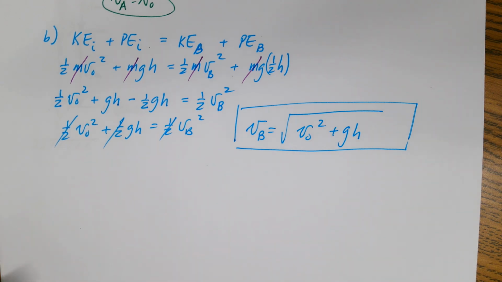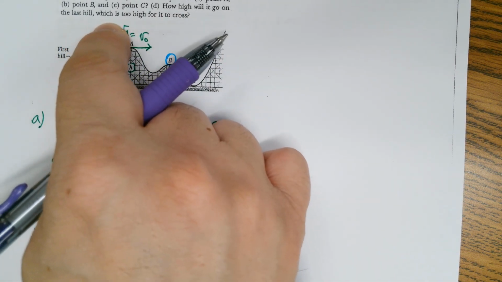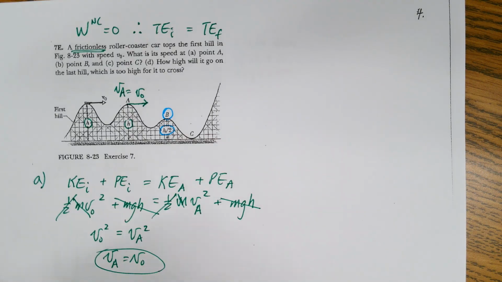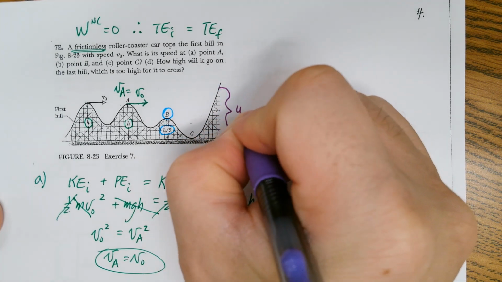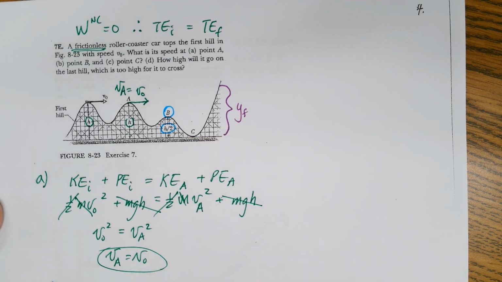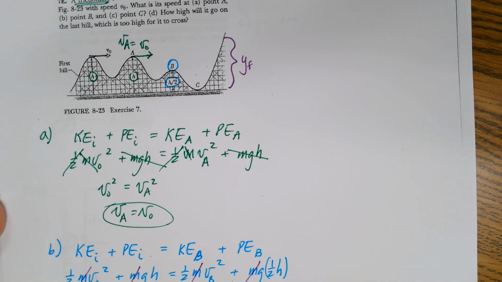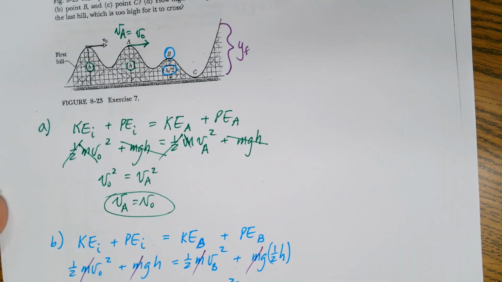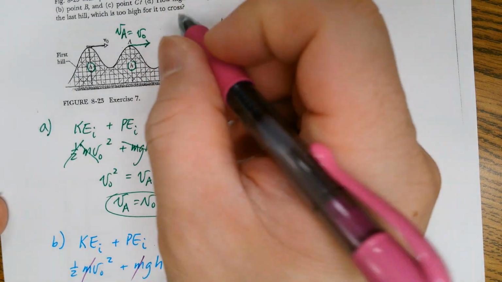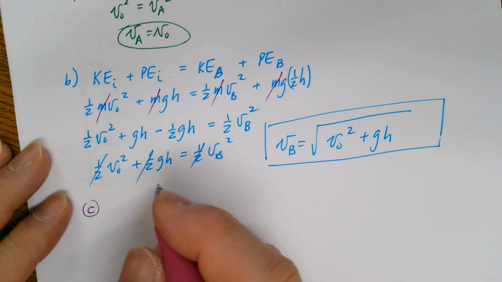And then for part C, how high will it go on the last hill, which is too high to cross? So for part C, I want to know how high this final y position is going to be. Oh, I forgot to do this part. Sorry. For part C, how fast is it going at point C.